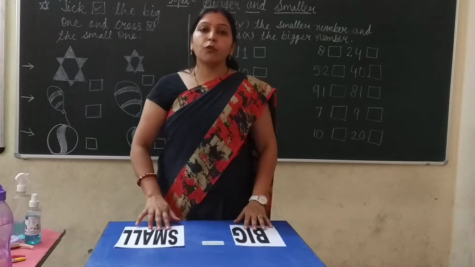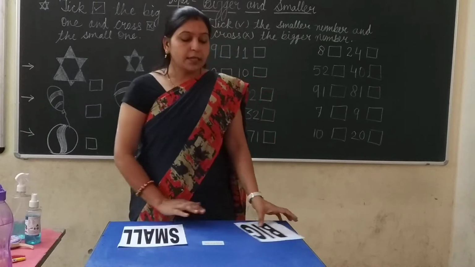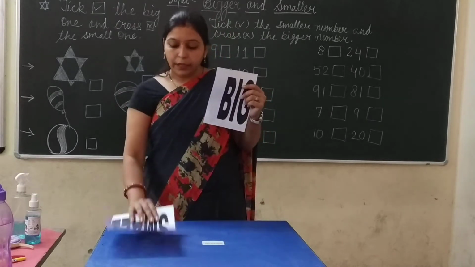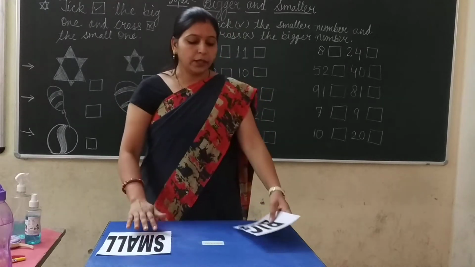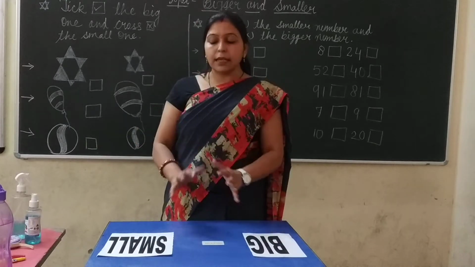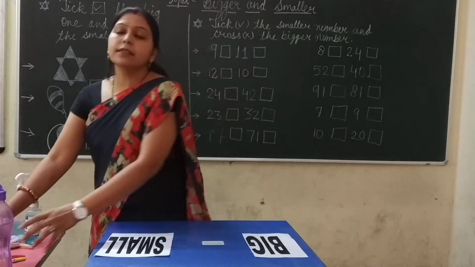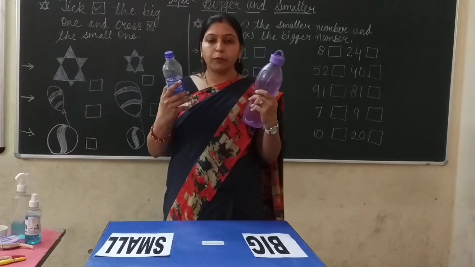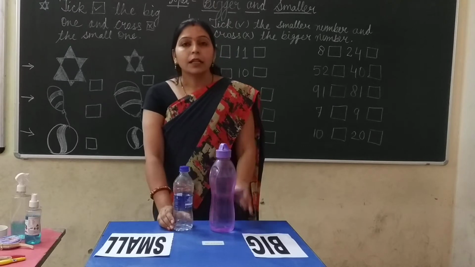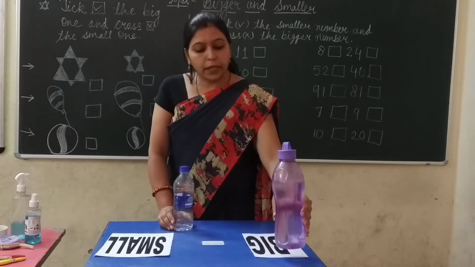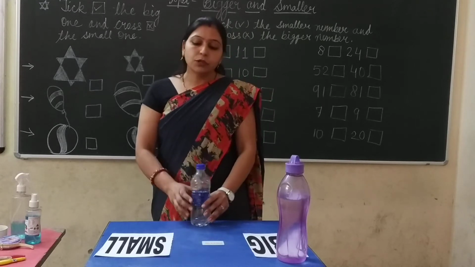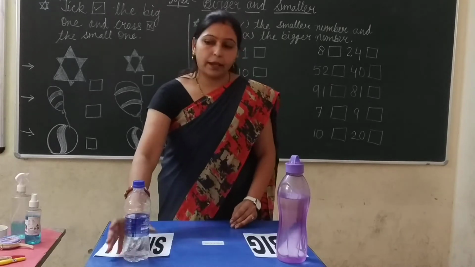Okay, students, so we will do one activity. This is a tag of big and this is a tag of small. I will keep this big and small tag here on the table. And now we will segregate the things according to this tag. Okay, students. So now we have two water bottles. Yes, which one is the big water bottle? This one. So we will keep it here with the big tag. And this is a small water bottle, so we will keep it here with the small tag.